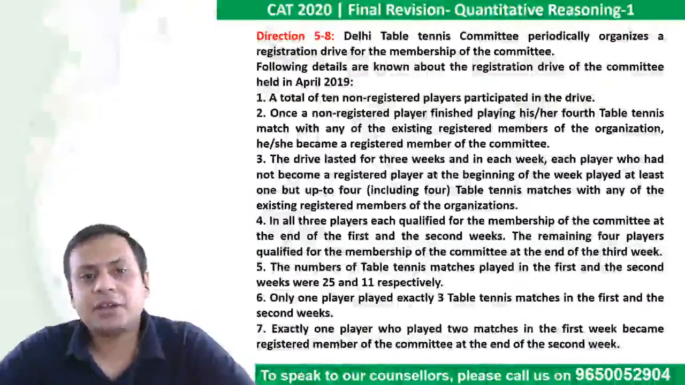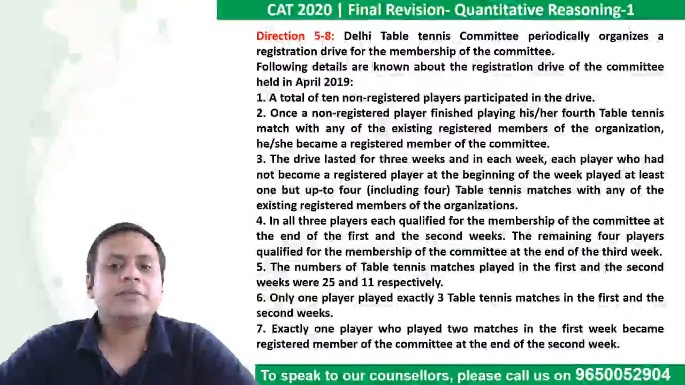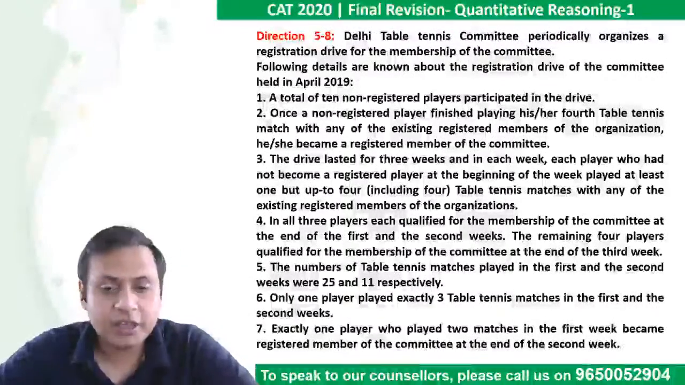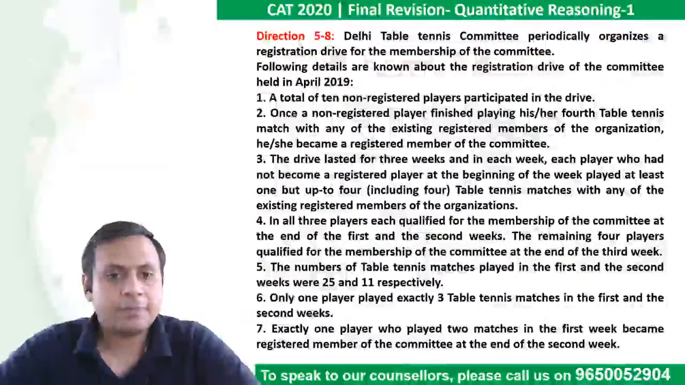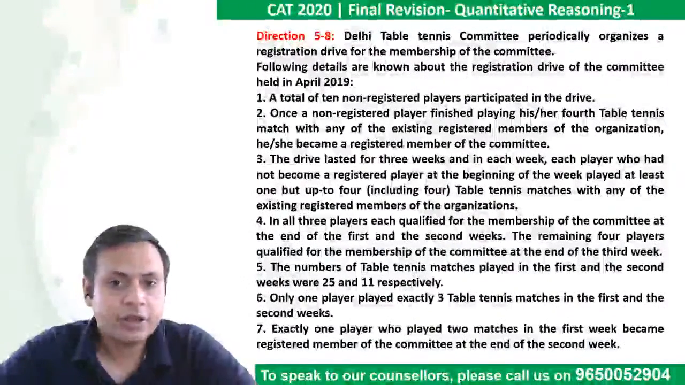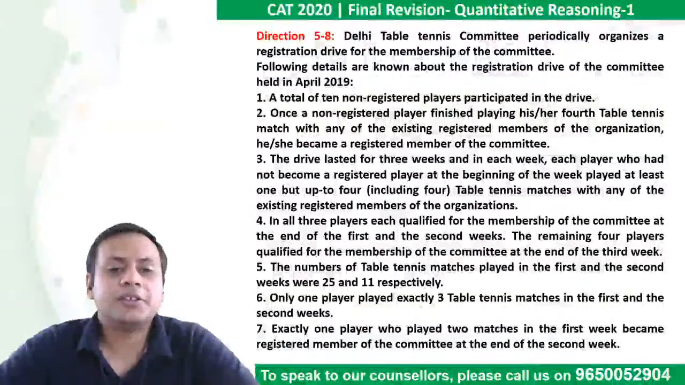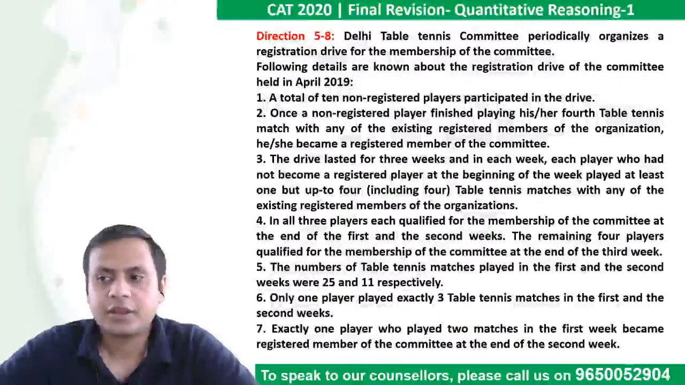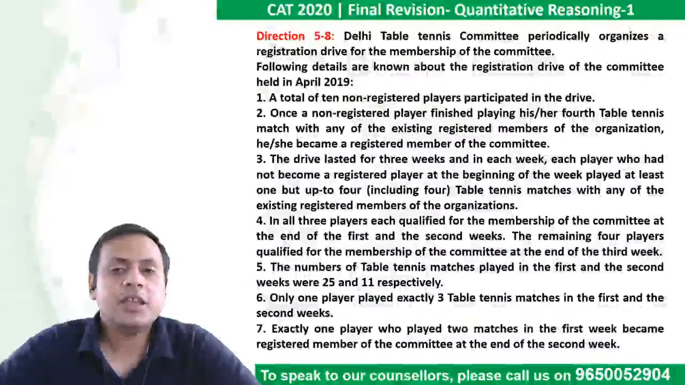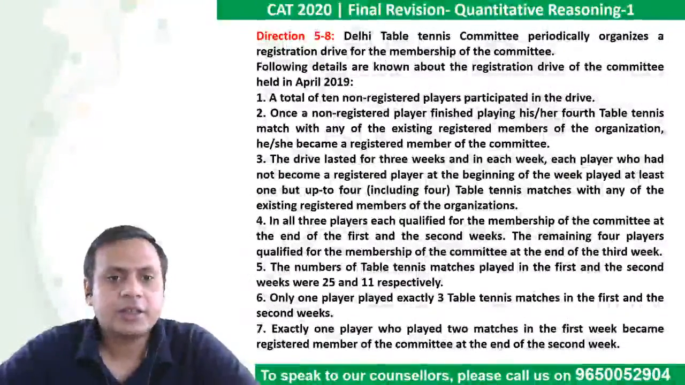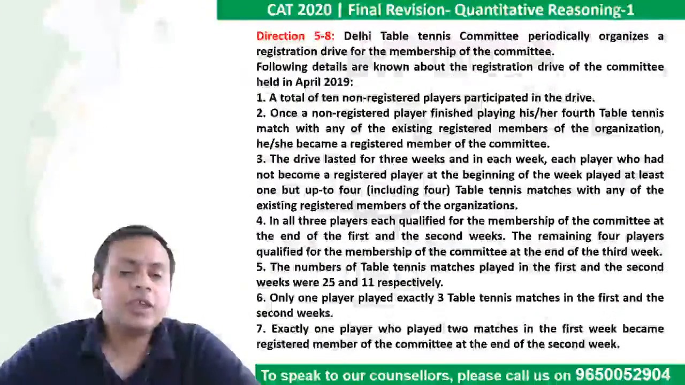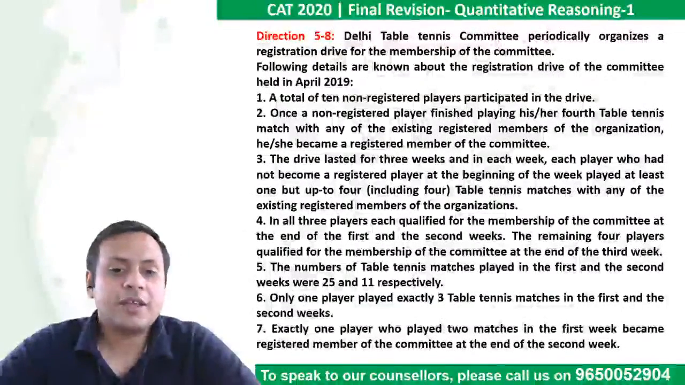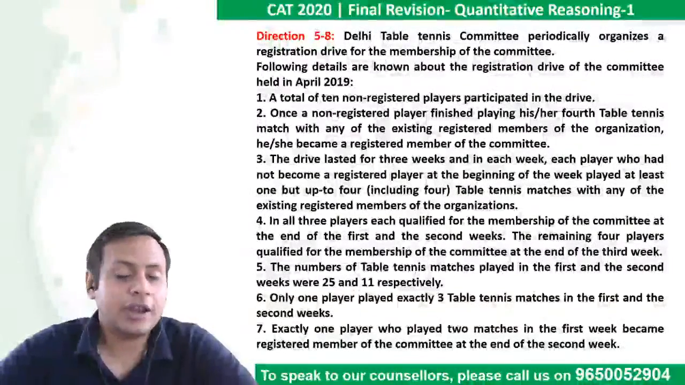And then they are saying drive lasted for 3 weeks, and in each week, each player who had not become a registered player at the beginning of the week played at least one, but up to 4, obviously including 4 matches with any of the existing registered members of organization. Okay. And then they are saying in all 3 players qualified in the first week, and also 3 more qualified in second week, and the remaining 4 qualified in third week. So all 10 qualified basically.